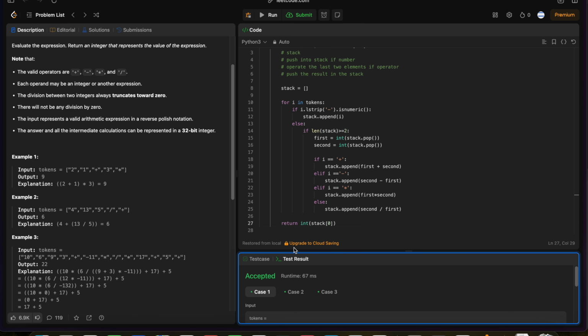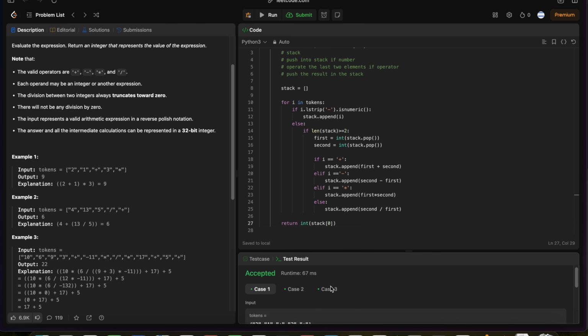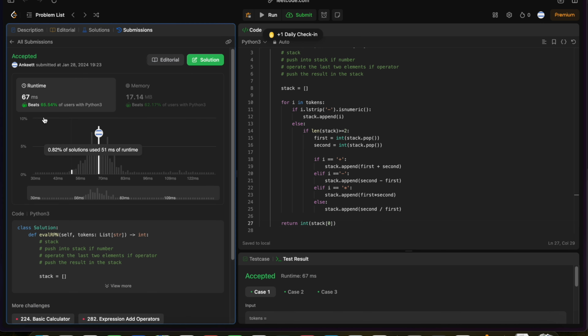Let's see if I have made any mistakes. No mistake, it got accepted. So let's submit. Beats 65%. The runtime and memory both are not that bad. So yeah, this is how we can solve this problem.